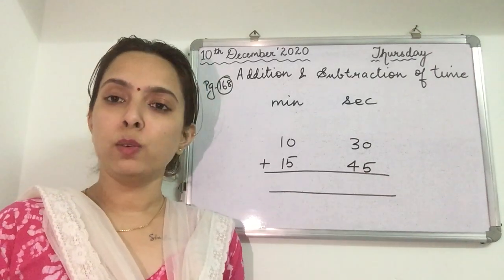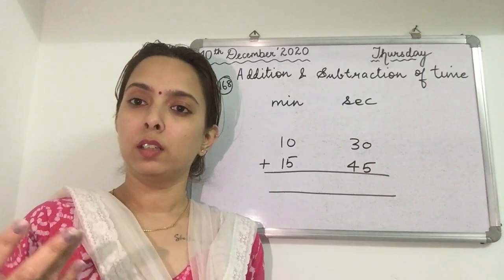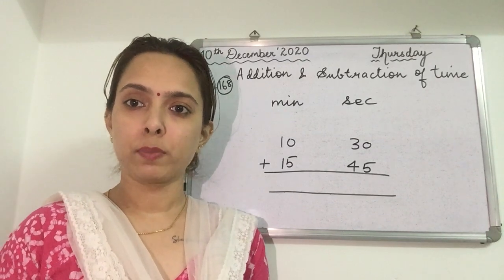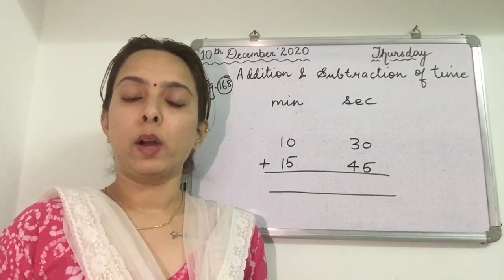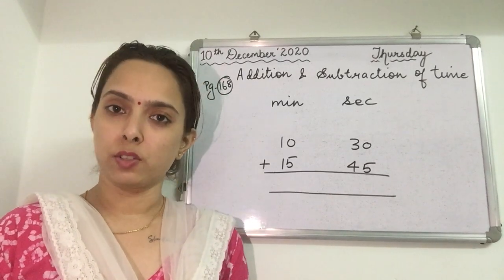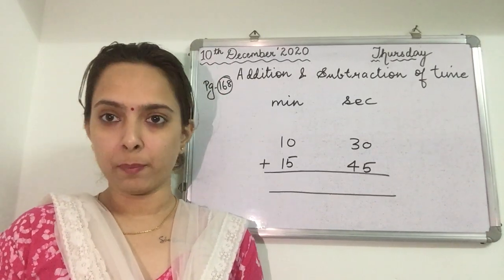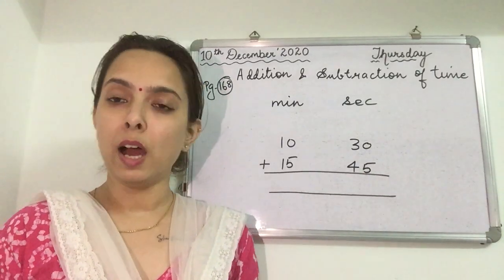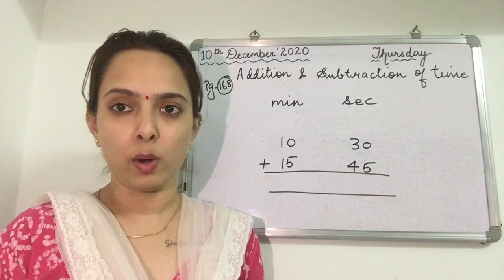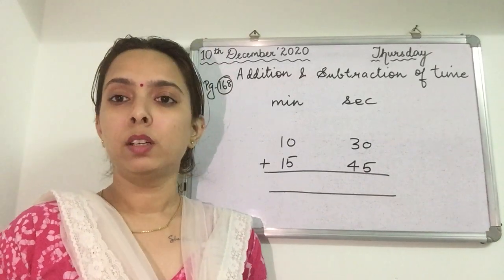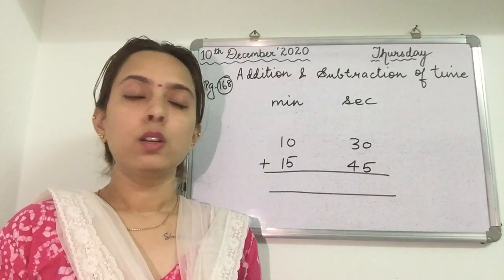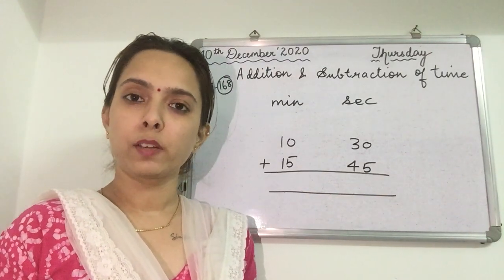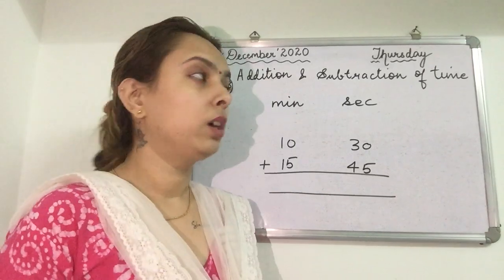Today we are going to continue exercise 11.2 and 11.3. In 11.1 we have learned the conversions of time. So with the help of those conversions, today we will learn how to add and subtract the time given to us. So let's start with the first operation, which is addition.